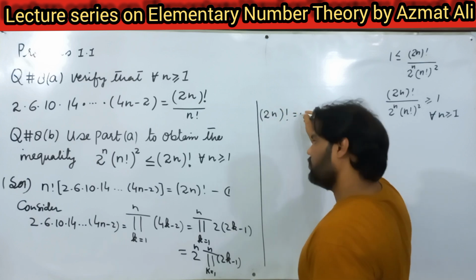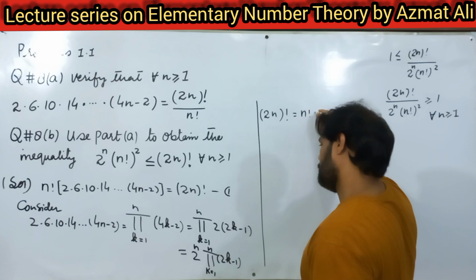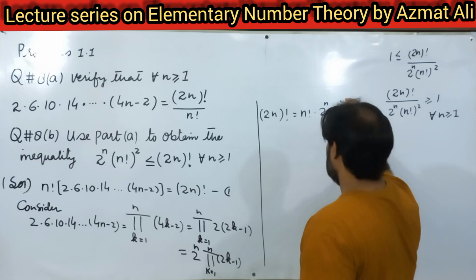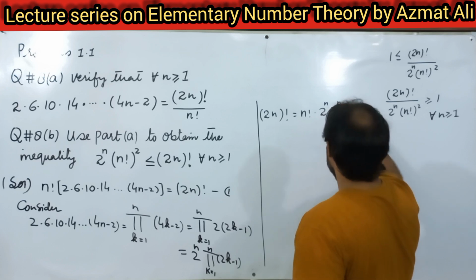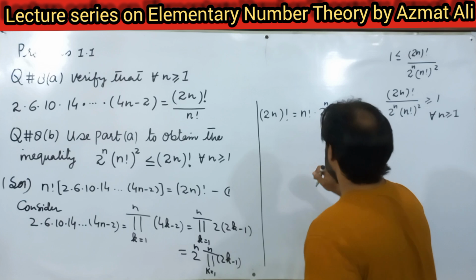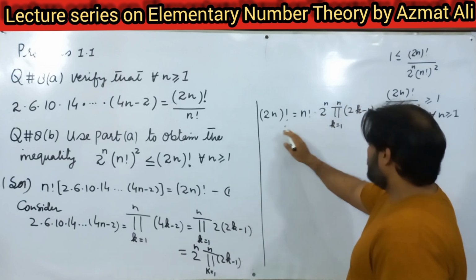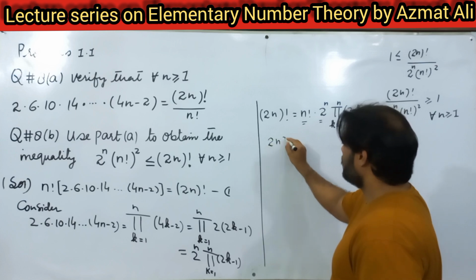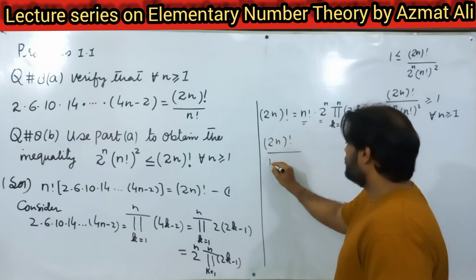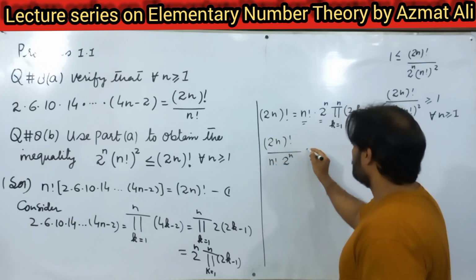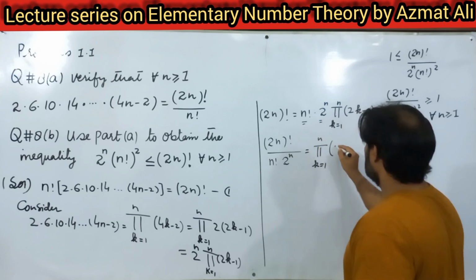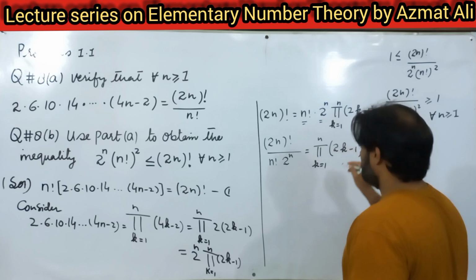is equal to n factorial into 2 raised to power n, and the product of k is equal to 1 to n of 2k minus 1. Dividing on both sides by these two numbers, this gives us 2n whole factorial over n factorial into 2 raised to power n is equal to the product k is equal to 1 to n of 2k minus 1.